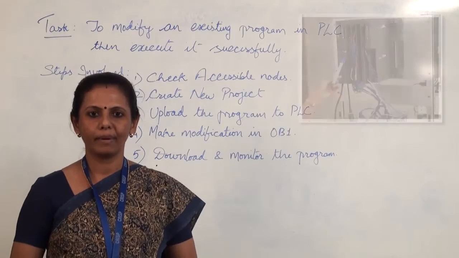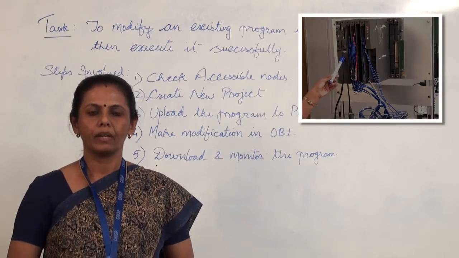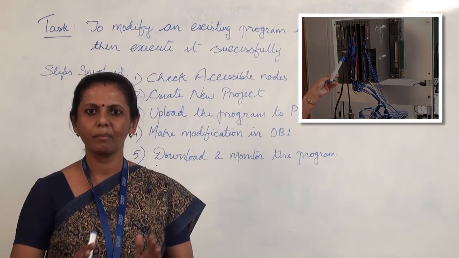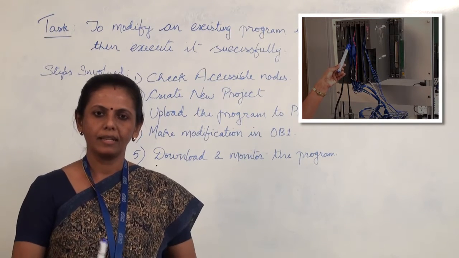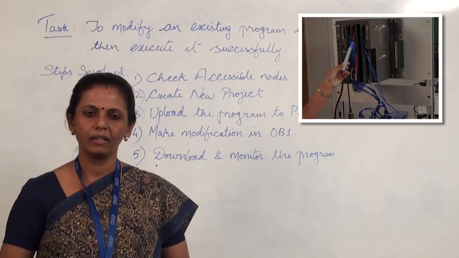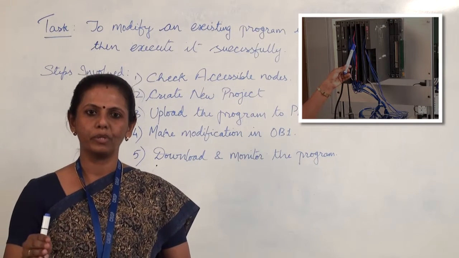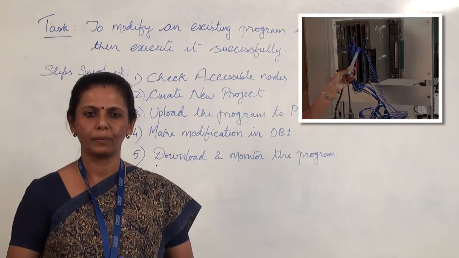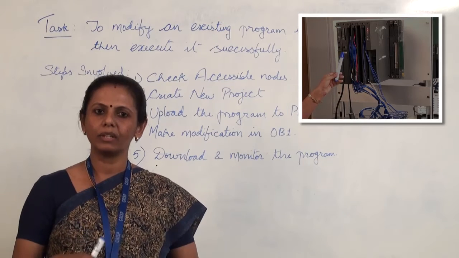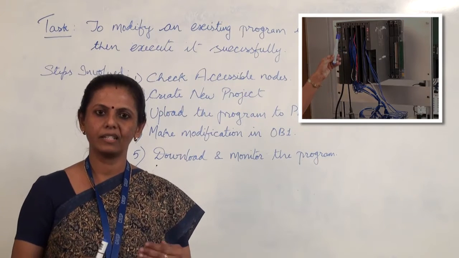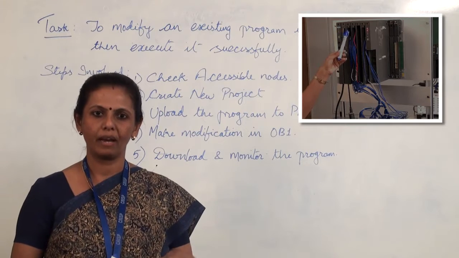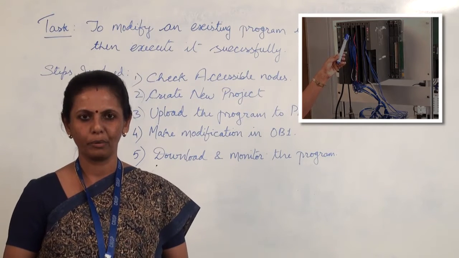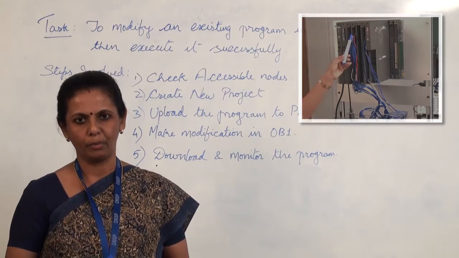A PLC comprises basically of a CPU, that is the central processing unit. At first we have the power supply, then the central processing unit, then there are signal modules as well as function modules. Signal modules are based on the type of signals, whether it is digital signal or analog signal. Based on that, we have digital input and output modules and analog input and output modules.